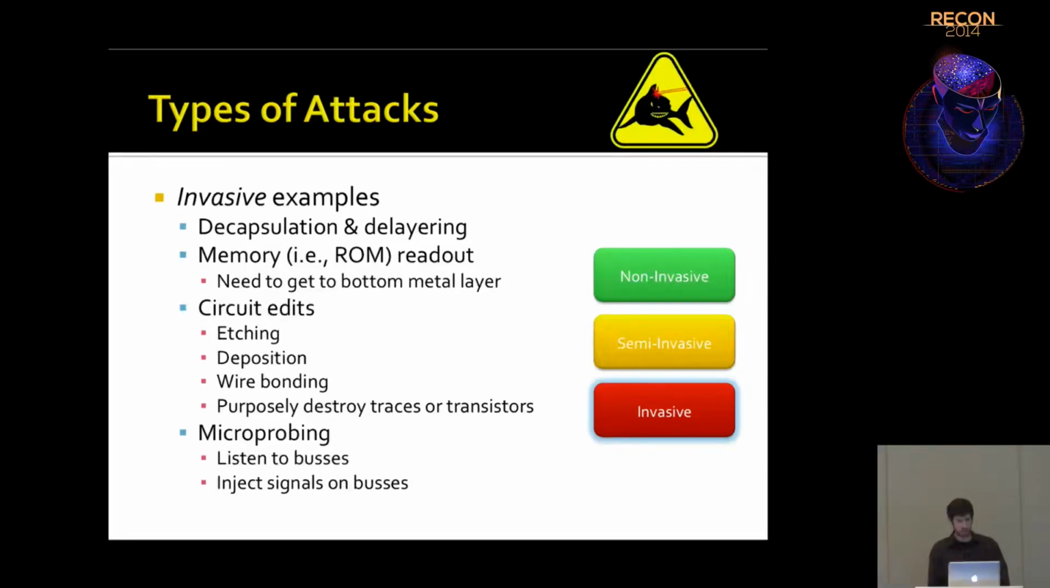And you can purposely destroy traces or transistors at this stage by putting a couple microprobes down, for example, and putting high current across them or high voltage and actually blowing up a transistor that you don't like that's in the path between the two probes. And then finally, along those lines, you can microprobe both to sniff and to drive signals onto the bus. So you can listen and you can read and you can write.